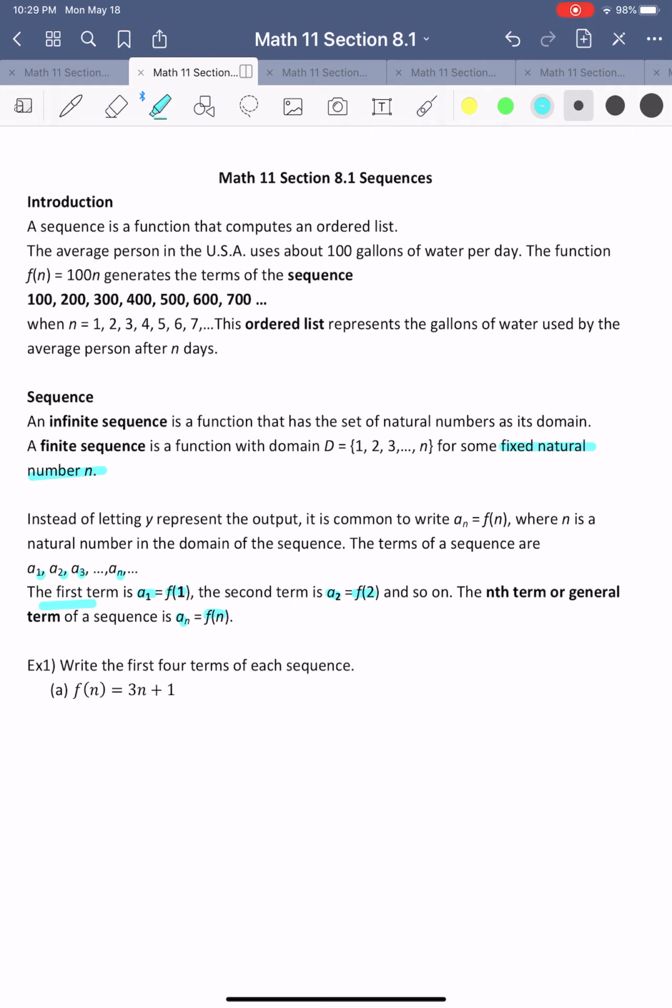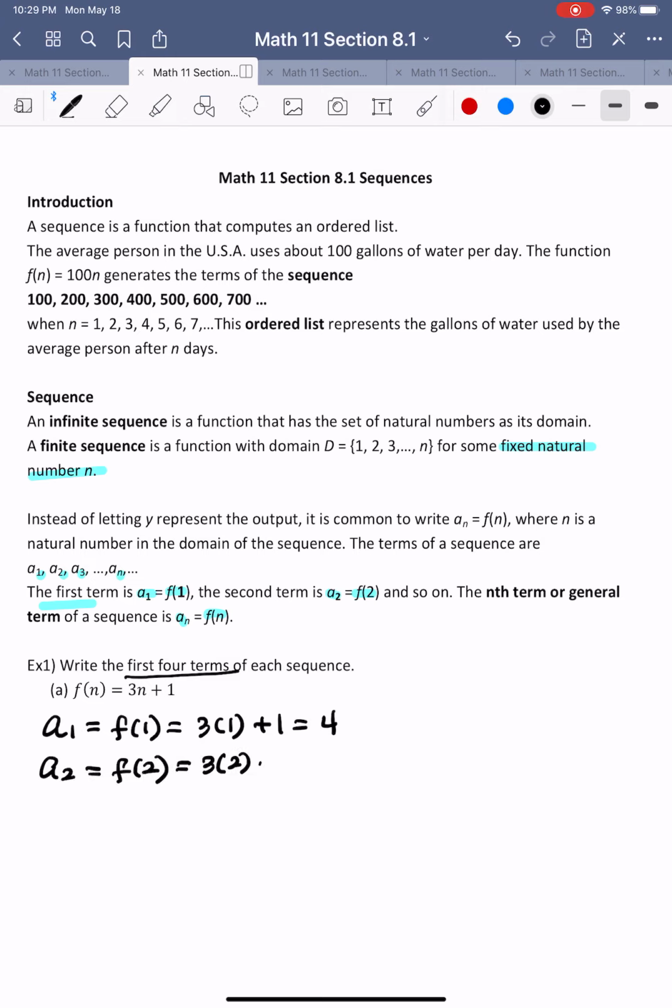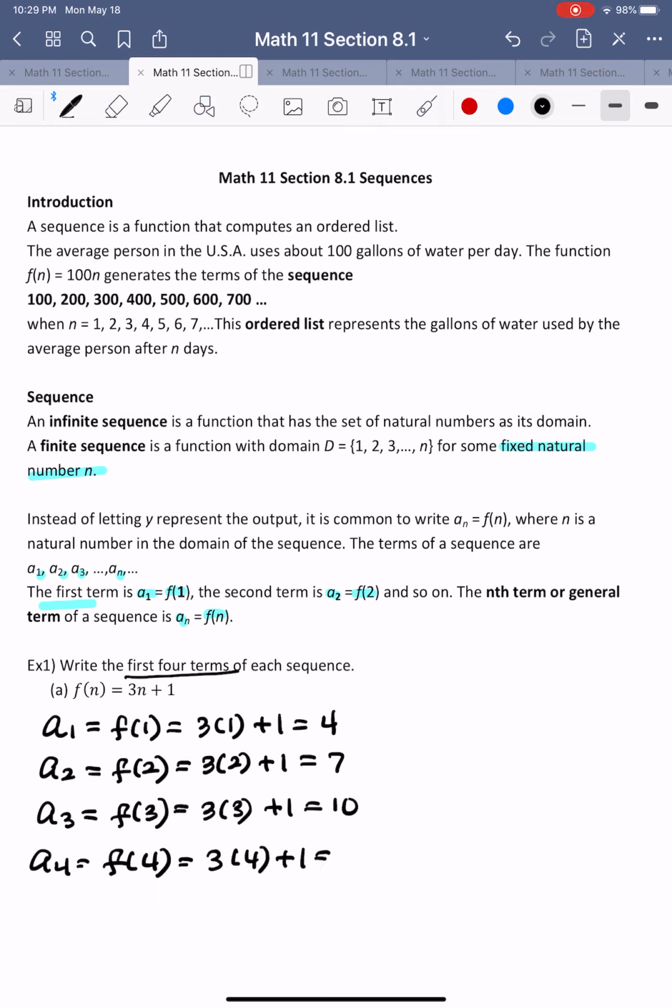Write the first four terms of each sequence. The first term is a sub 1, so we plug in n equals 1 and compute, which gives 4. The second term, f of 2: 3 times 2 plus 1 equals 7. A sub 3, where n is 3: 3 times 3 plus 1, which is 10. A sub 4: 3 times 4 plus 1 equals 13. So the terms are 4, 7, 10, and 13. That's all. Alright, next page.